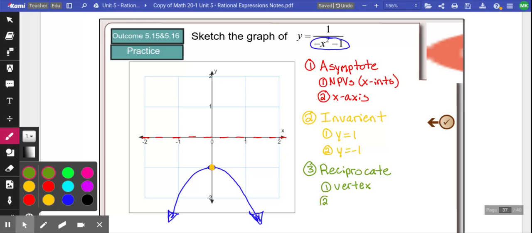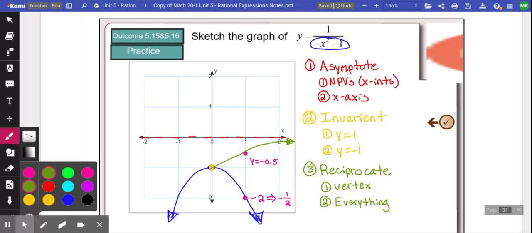So the second step of reciprocate everything else: if you're ever lost, just reciprocate a couple random points to see if you can find a shape. So for instance, if I took this point right here, which has a y value of -2, the reciprocal of -2 would be -1/2. So this point should go to here at y equals -1/2 or -0.5. And then I can see my graph is going to look something like that.